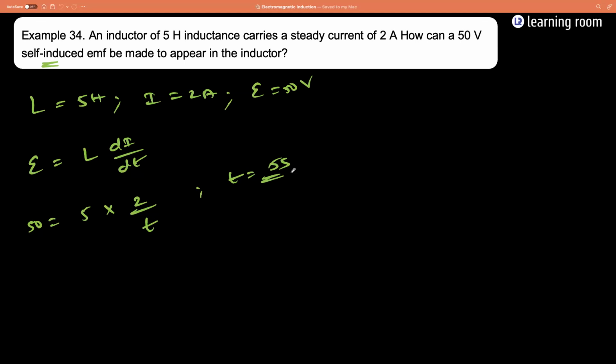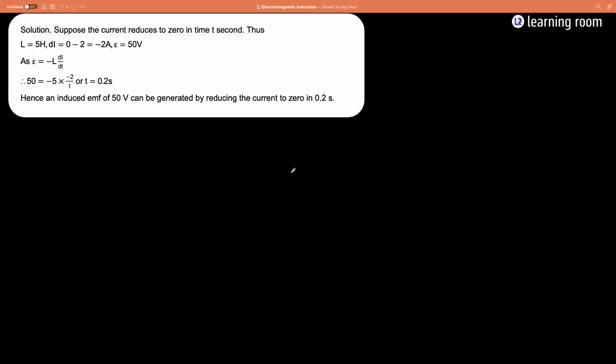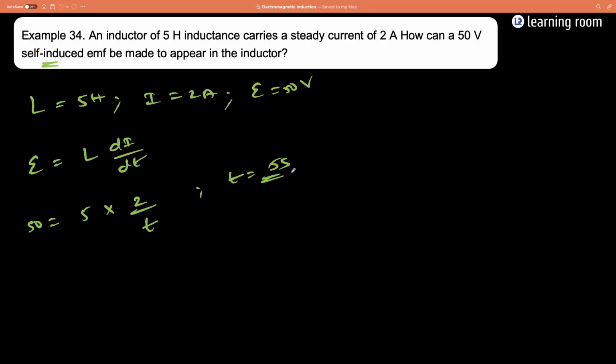So as soon as you close the switch in 5 seconds, you will be able to generate 50 volt of self EMF. Sir, how is it 5 seconds? Oh, sorry, it's 0.2, 1 by 5. I was concentrating on content and forgot this. So in 0.2 seconds, but are you able to understand what the question means? That is more important. The self-induced EMF has got generated when the switch was closed. In 0.2 seconds, the current has grown from 0 to 2 ampere in steady state condition.